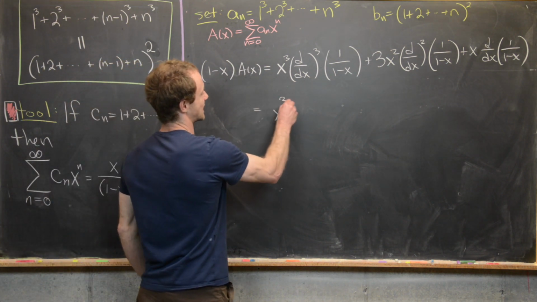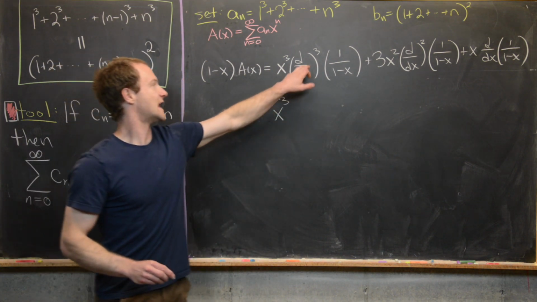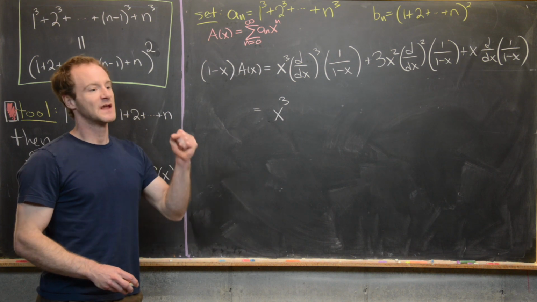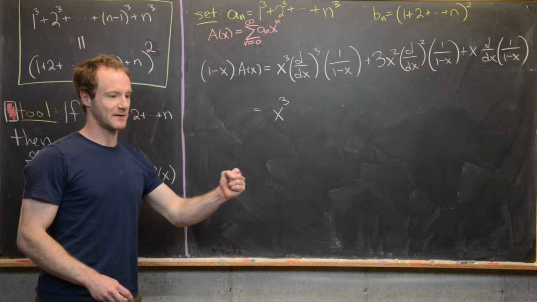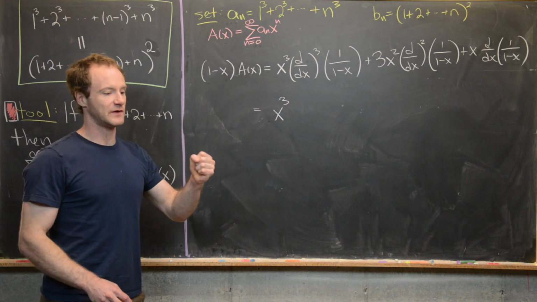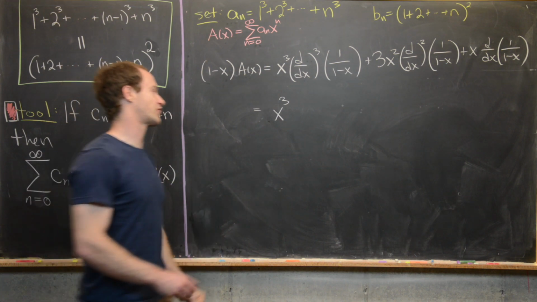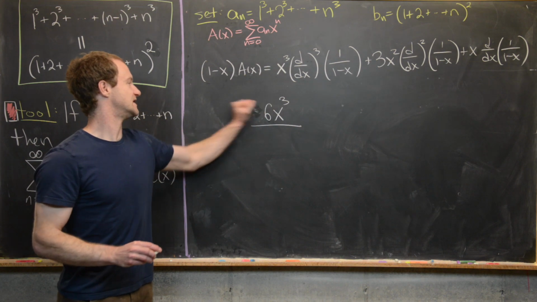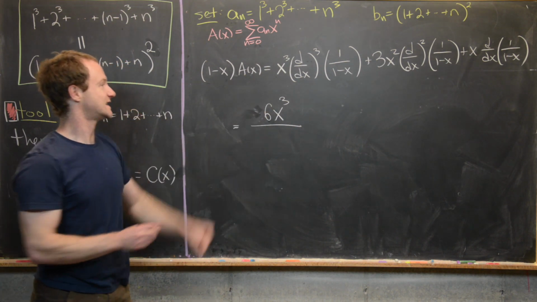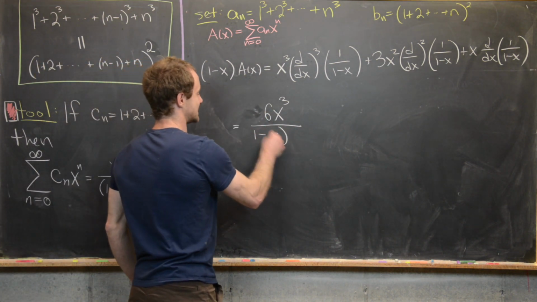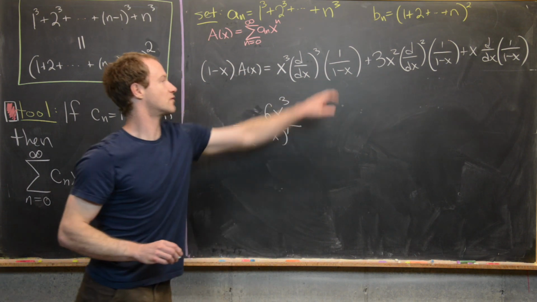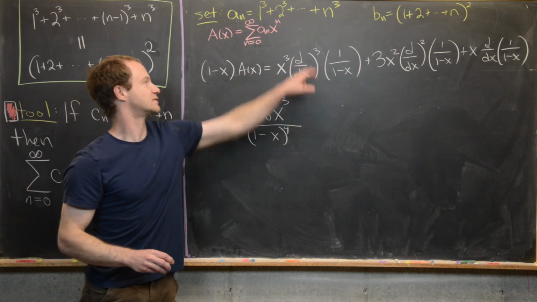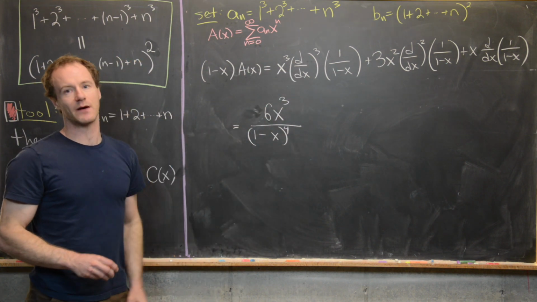So notice here we're going to have x cubed. Now when you take the first derivative here, you'll get 1 over 1 minus x squared. The second derivative, you'll have to multiply by 2. And then the third derivative, you'll have to multiply by an additional 3. So that means in the end, you'll multiply by 2 times 3, which is equal to 6. So you'll get 6 over 1 minus x to the fourth, because you raise the exponent on 1 minus x 3 times, because we have 3 derivatives and it's in the denominator.